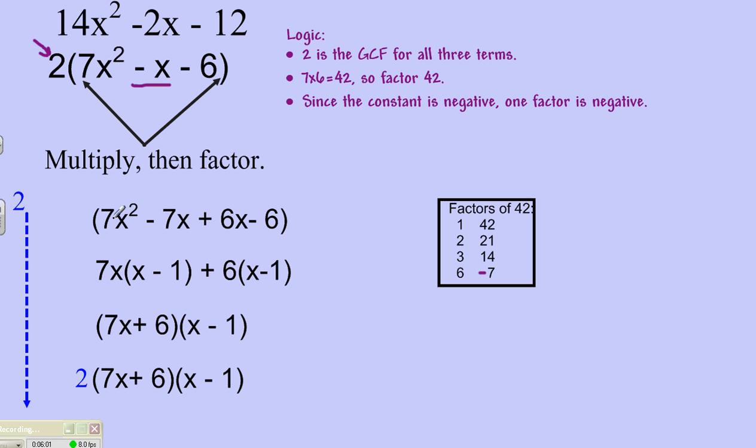I factor out the greatest common factor from each pair of terms. 7x times x minus 1 will give me this, factoring out a 6 from these 2 terms. Then I have my common factor here, which is multiplied by 7x and by 6. Don't forget, we did divide off the common factor of 2 in the beginning, so that needs to be in place before we call it finished.